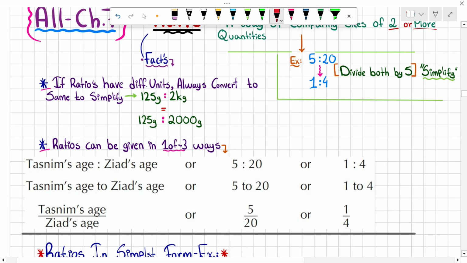So if the ratios have different units, you always convert them to the same unit to simplify them. For example, 125 grams to 2 kilograms. To simplify this, we must have both in the same unit, so we convert 2 kilograms to 2,000 grams, and then we can simplify these.